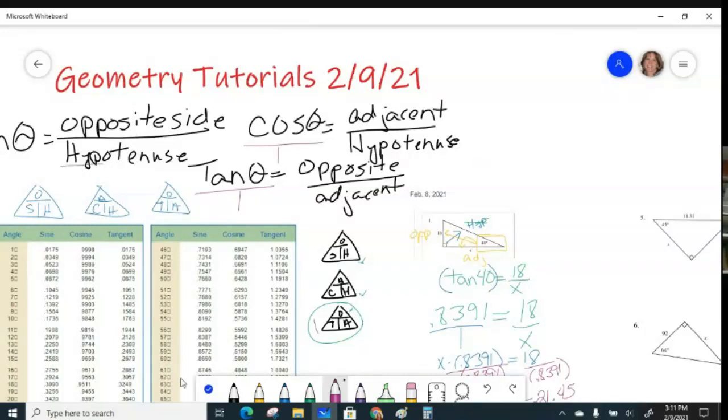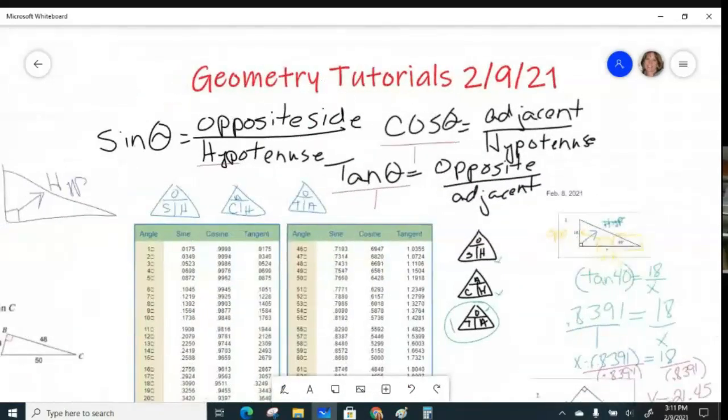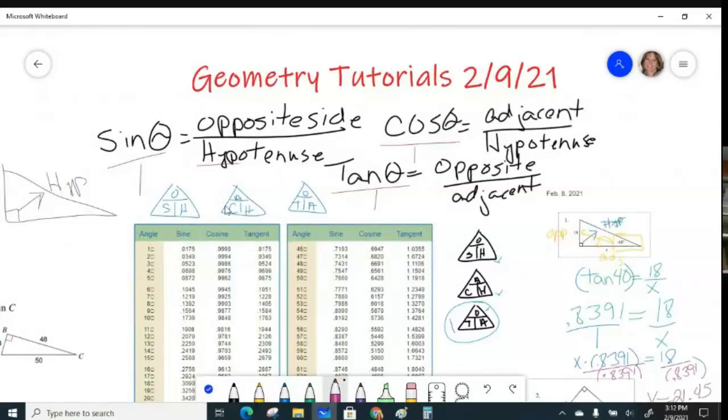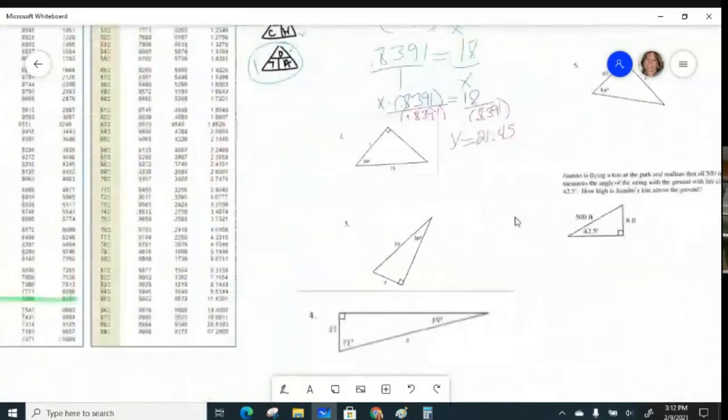Whoops, I was trying to move my screen. All right, we put the trig function over 1 and solve. For the missing side, that's only going to work for the missing sides. But yes, you're going to have to identify which ones we're going to use and go from there. We'll practice a few here real quick.